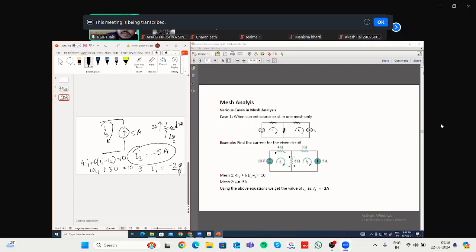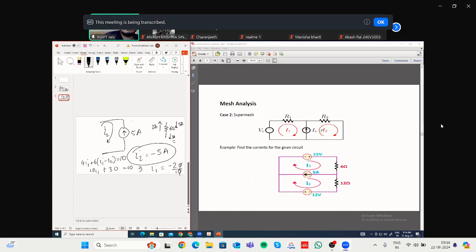Now, the next concept is very important and a bit tricky to apply. If you have any doubt before this part, ask. Otherwise, this is a very important concept for your GATE examination and all.